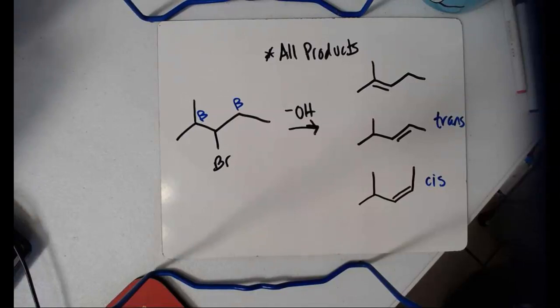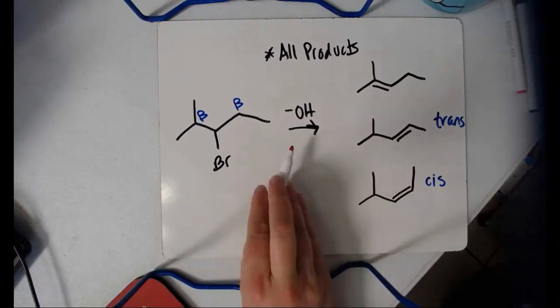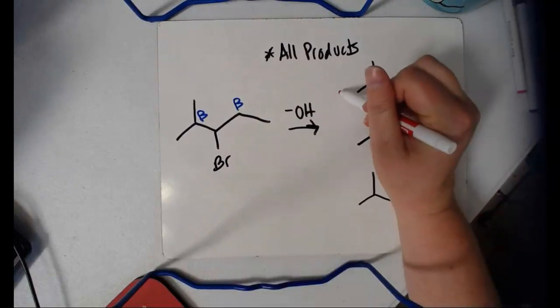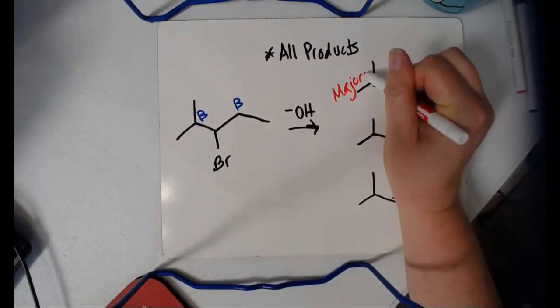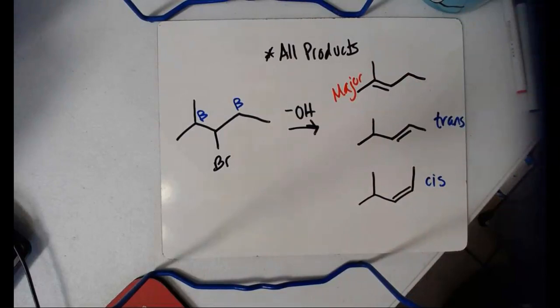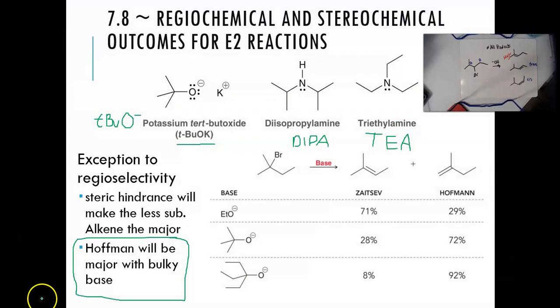Now within these, we do know that because it's a small base, this one will be our major. Now between that cis and the trans, which one will be next in line? That's where our next slide is going to take us.